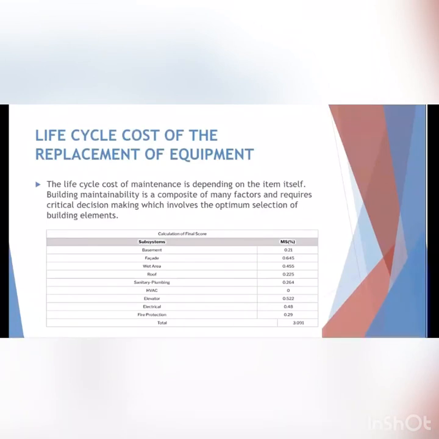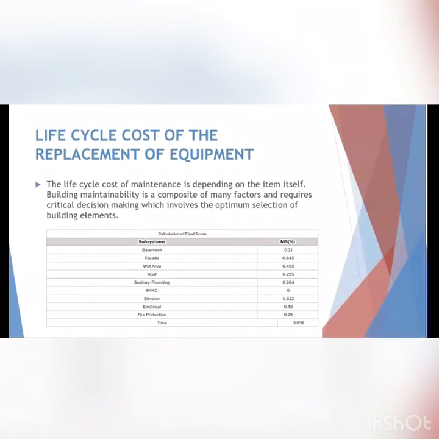So these are the life cycle costs of the replacement of the equipment. The life cycle cost of maintenance depends on the item itself. Building maintainability is a composite matter that requires critical decision making, which involves the optimum selection of building elements that require minimum cleaning, repair and replacement. The maintainability scoring system is a rational benchmark to assist the selection of highly maintainable building design to improve the performance of the building and reduce the life cycle cost during the period.